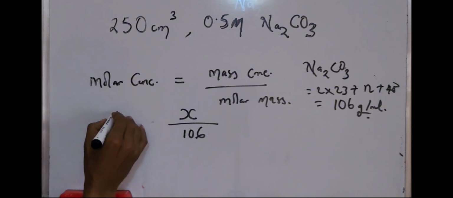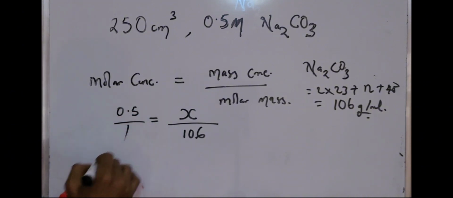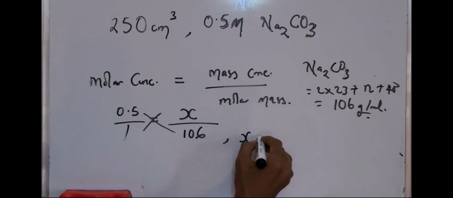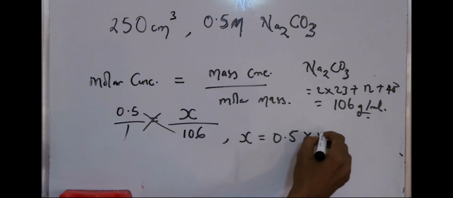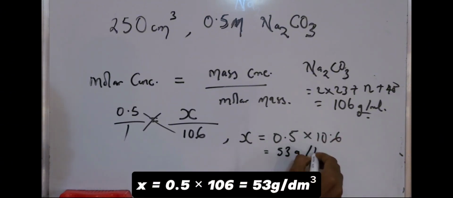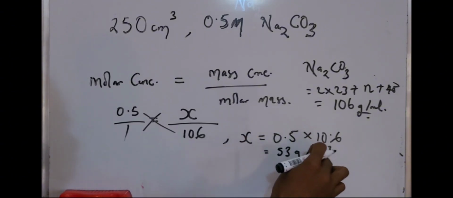Now 0.5, right? So I can say this is over 1, x times 1, half x, 0.5 times 106, 53 gram per dm cube. Don't miss to always put your unit, it's very important. So this is the mass concentration in 1 dm cube, in 1000 cm cube.